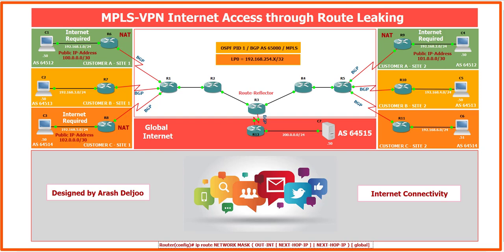You know that the service provider can give the connectivity service to customers. For example, the connectivity between customer A site 1 and customer A site 2, or customer B site 1 and customer B site 2, okay? But we have other services that the service provider can give to the customers. For example, the service of internet.